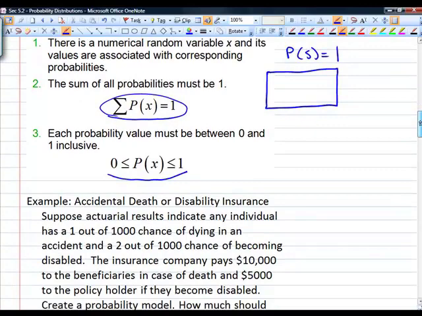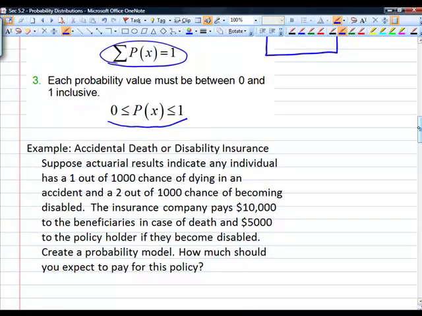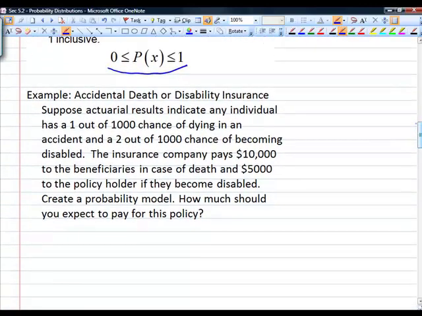All right, let's look at an example of how we can use this information then to create a probability distribution. It says accidental death or disability insurance. Suppose actuarial results indicate any individual has a 1 out of 1,000 chance of dying in an accident and a 2 out of 1,000 chance of becoming disabled. The insurance company pays $10,000 to the beneficiary in the case of death and $5,000 to the policyholder if they become disabled. What we want to do is create a probability model here and then answer the question, how much should you expect to pay for this policy?